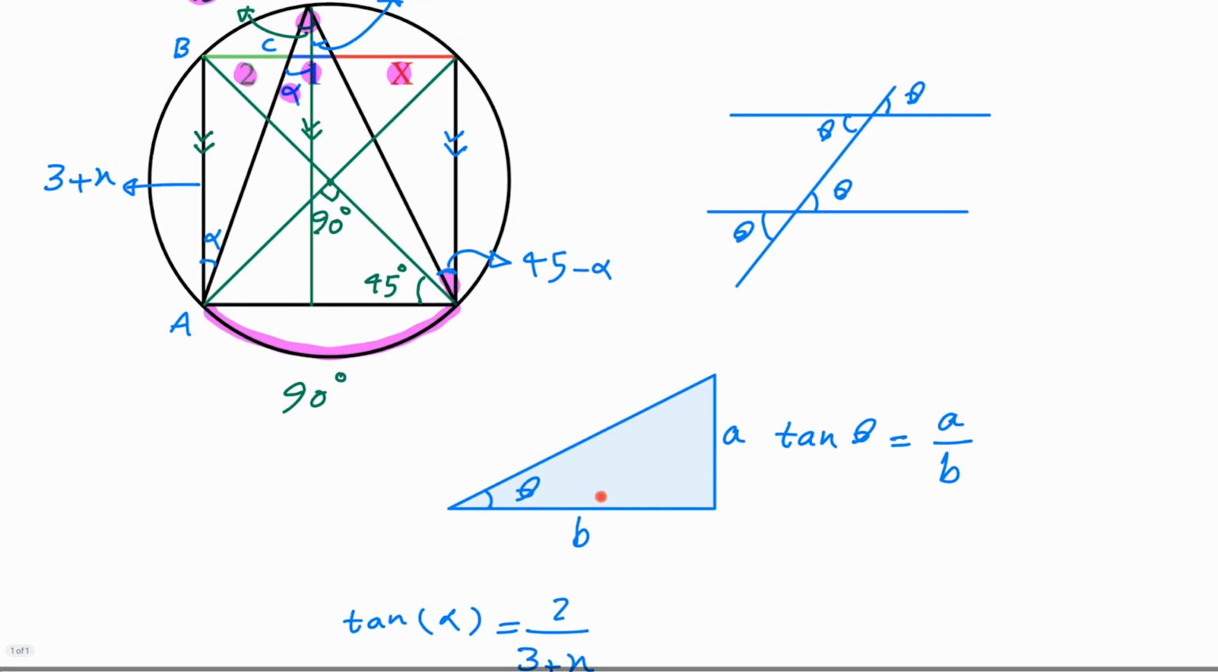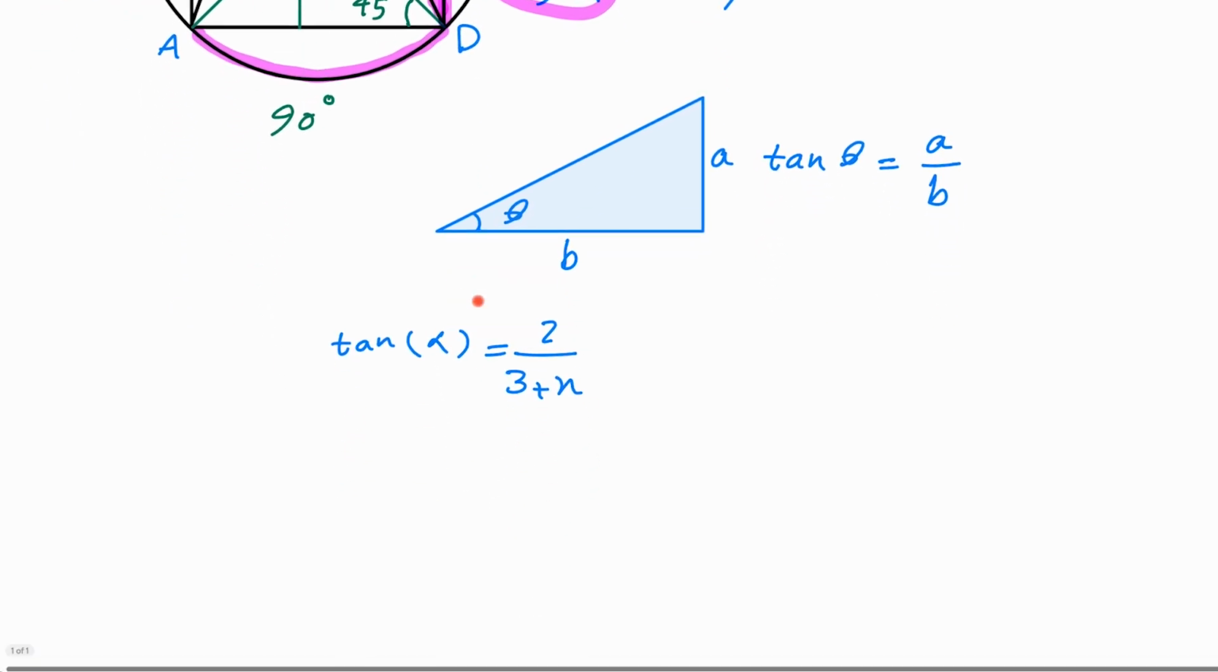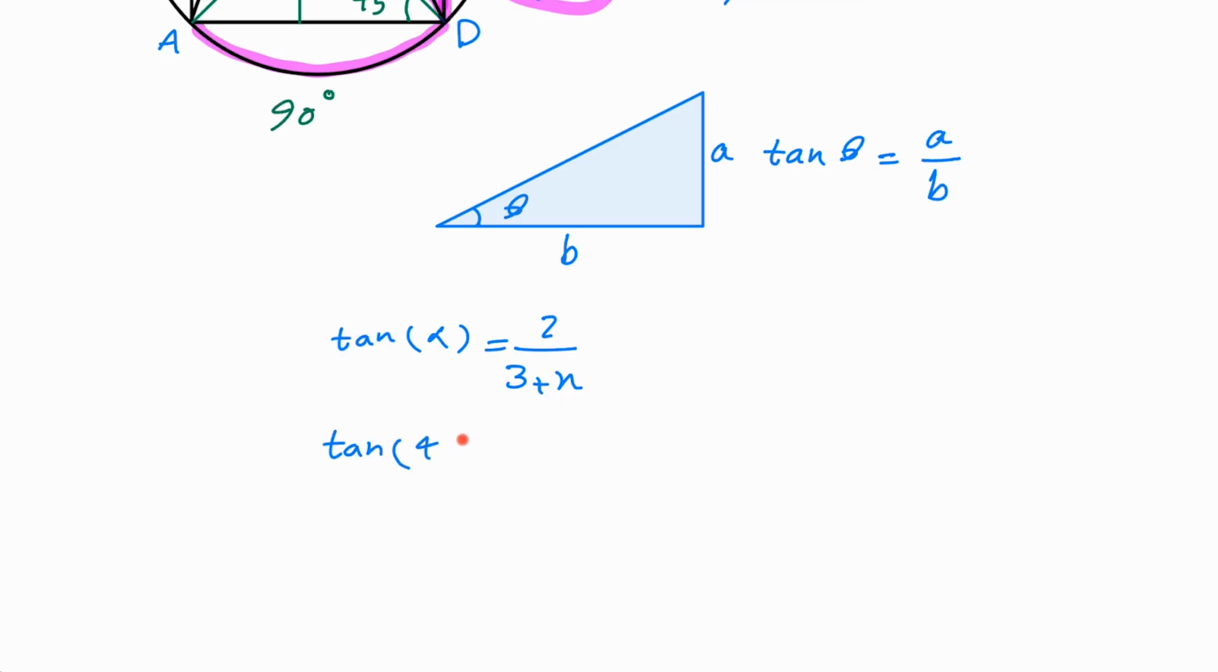And also we can use this formula for this triangle. I call it DEF, and we can write the tangent of this angle, which should be equal to the ratio of this side to this side. And we know that this side is also 3 plus x. We have x here and 3 plus x here. So we can write tangent of 45 minus alpha should be equal to x divided by 3 plus x.